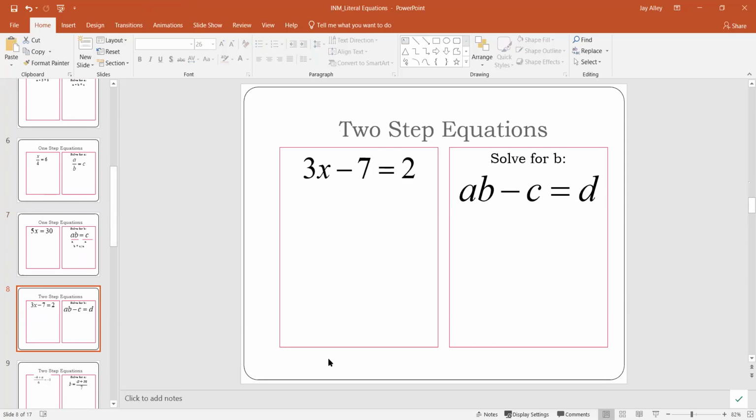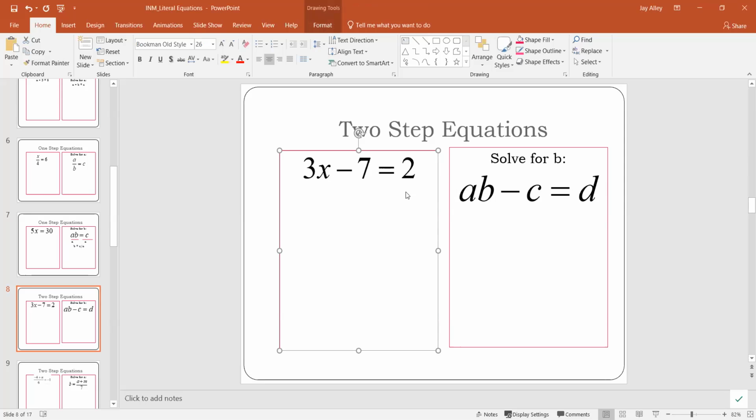So here's a two-step equation, a couple of two-step equations. Got 3x over here, minus 7 equals 2 on the left. Got A times B minus C equals D on the right, and it says solve for B. Okay, anybody got a suggestion on what to do there on the left? I don't know if I can type in there.